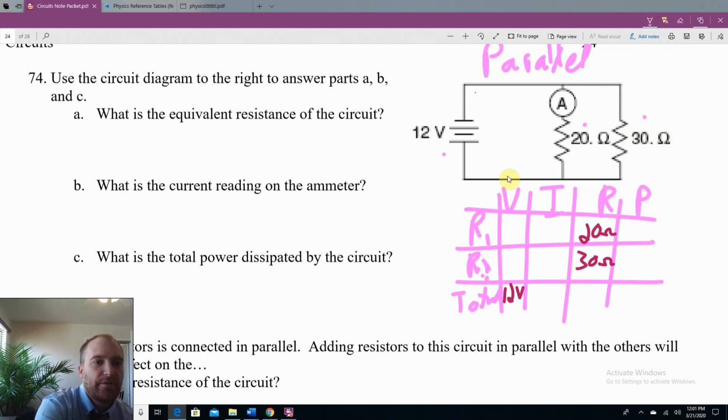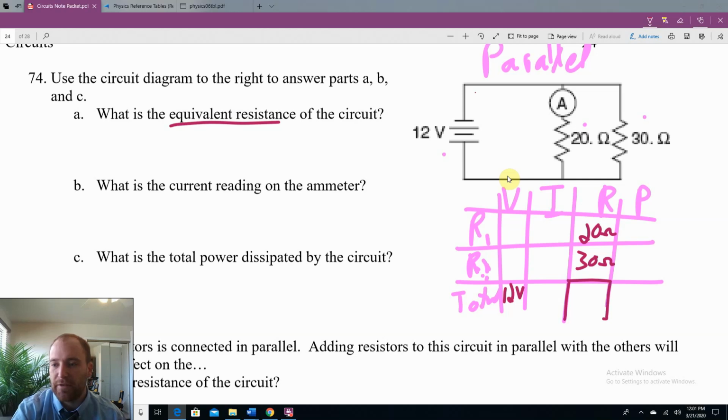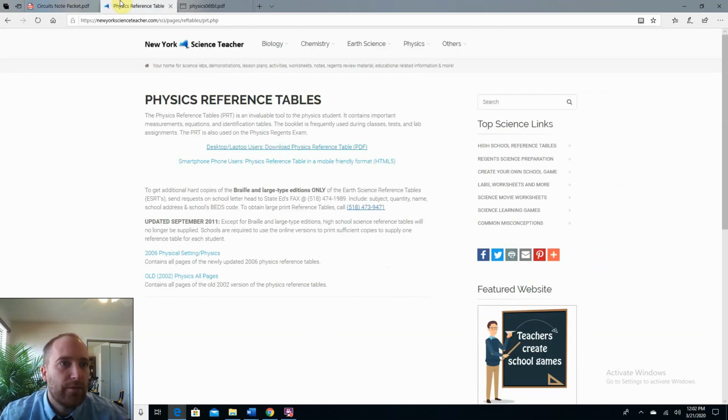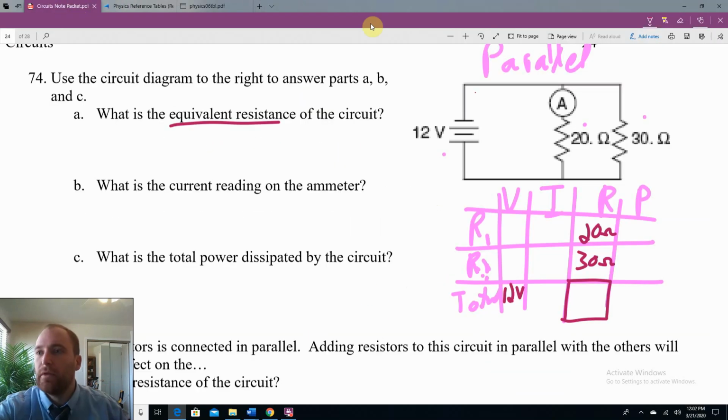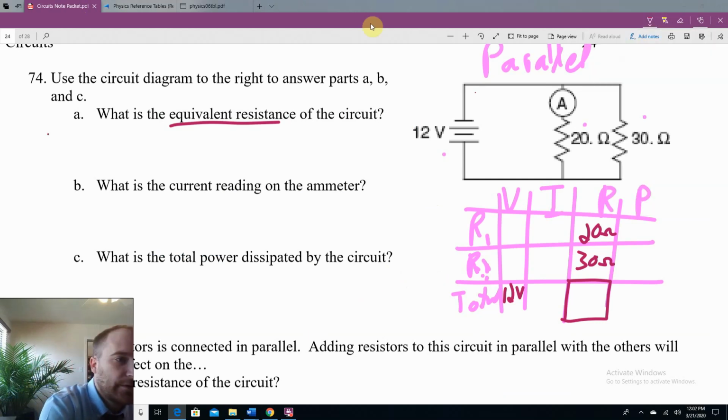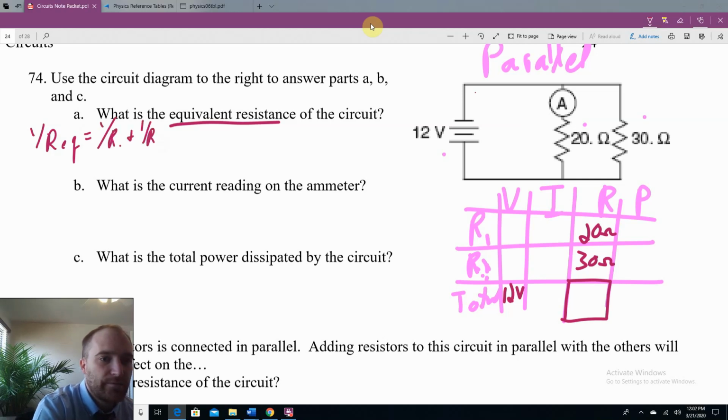Alright, first up, what is the equivalent resistance of the circuit? Remember, that's just the total resistance. That's that box down here. And I think I say this every time we've done a parallel circuit, but do not add the 20 and the 30. Going back to our rules for a parallel circuit, you can't do that. You have to do this thing right here: 1 over R equivalent equals 1 over R1 plus 1 over R2. So that is what we're going to do.